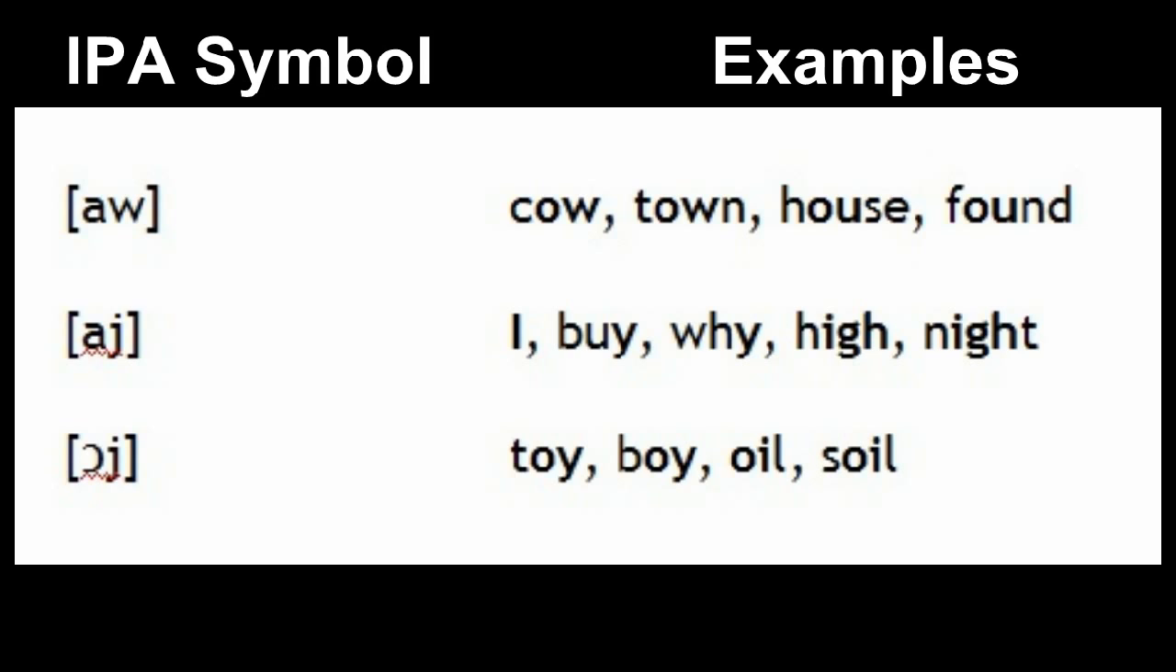Now for the last one. The last one is pronounced toy, boy, oil, soil. Toy, boy, oil, soil. What sound is it making there? Well, the sound it's making there is oi, oi. Toy, boy, oil, soil. It's like an oi sound, okay? That is a diphthong because there are 2 sounds in it.